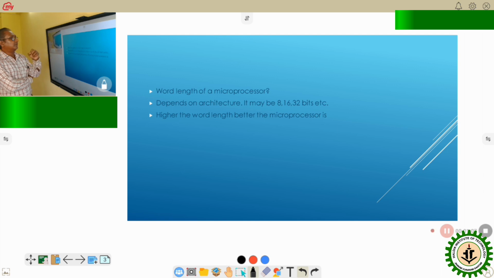So first is word length of a microprocessor. Now what is word length? In our computer, if I go to my computer, right click on it, then go to properties, we can see some information regarding the computer, that means the desktop or laptop which we use. So if you study that part, you can see something written regarding bit, maybe 32 bit, maybe 64 bit, like this. Now, what is this? What does that bit signify?